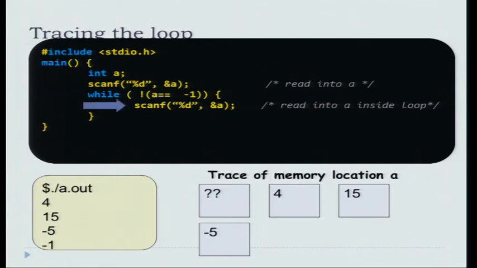At this point, you scan the number into A, and A becomes -1. So you go back to the loop again, and now the test: A equal to -1 is true, so not of that is false. So the while condition becomes false. At this point, you exit the loop.